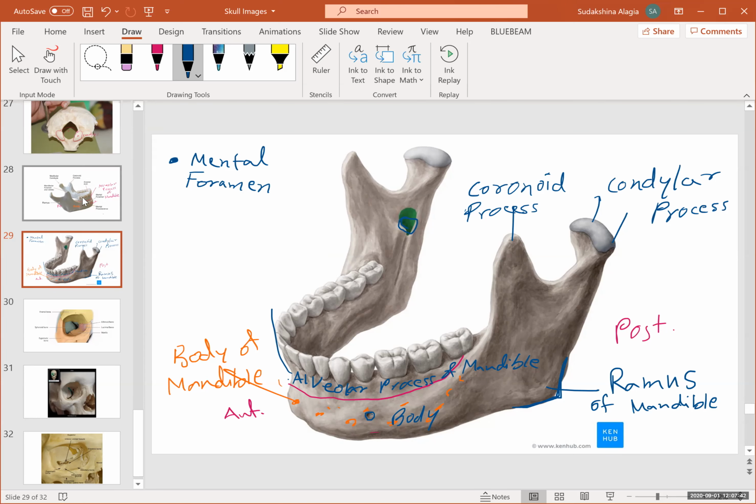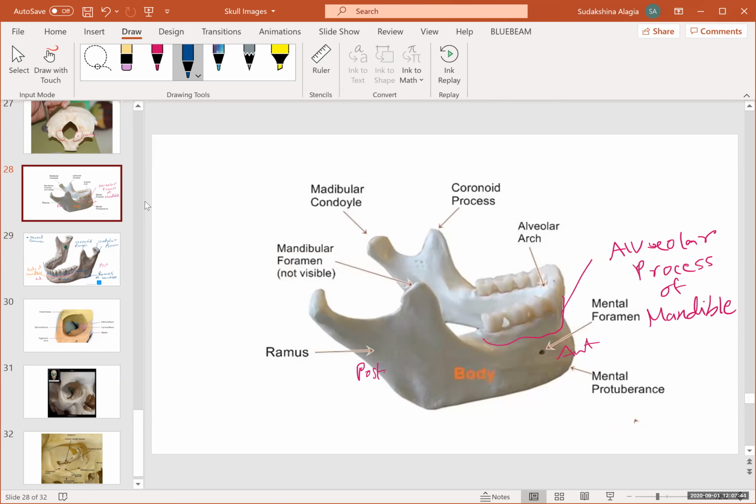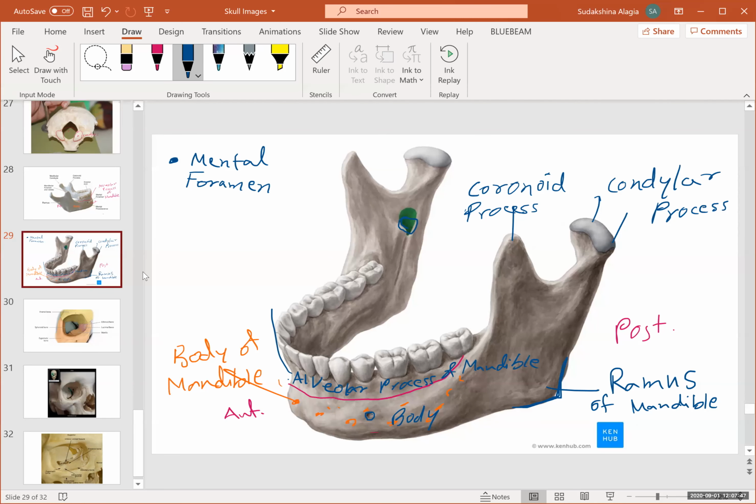If you're looking at this picture here, it's actually not visible, right? I couldn't find a good picture of the mandible. And for our mandible, I have the picture of those. Mental foramen was not as visible in those either. So this is the, not mental foramen, mandibular foramen.